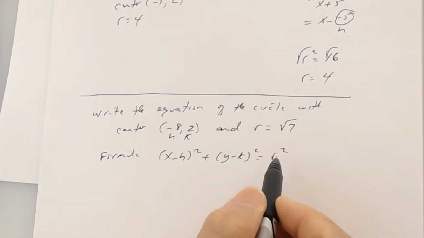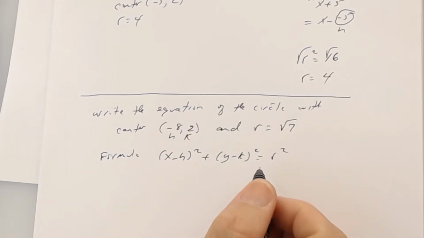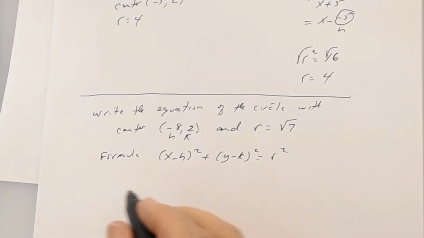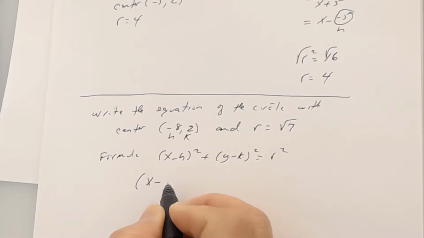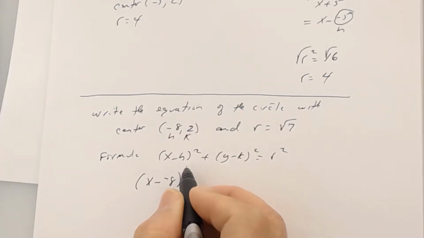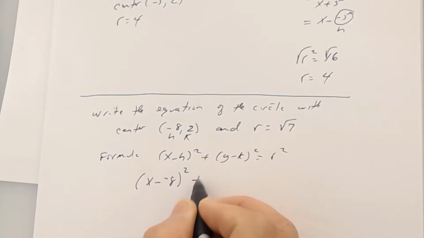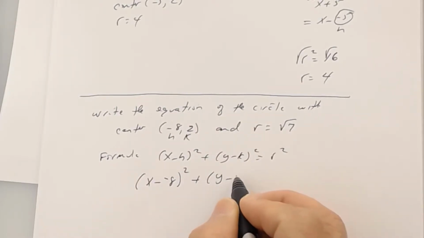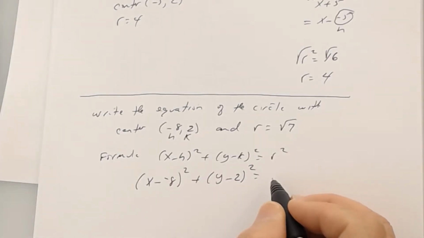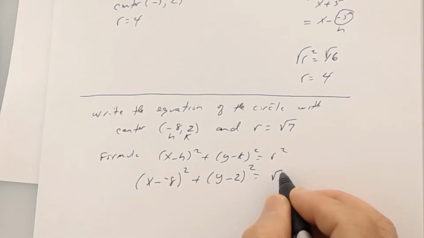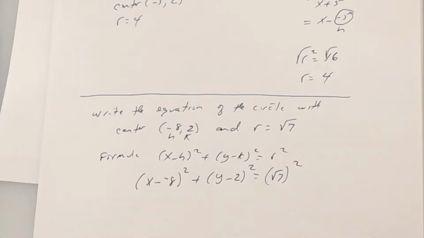And the radius is square root of 7. So I just plug in. Right now I have in parentheses x minus h. And what's h? -8. What do I do to that? Square it. Plus y minus k. What's k? 2. Squared equals r squared. And what's r? Square root of 7. What do I do to that? Square it. Now that's where I'm at.